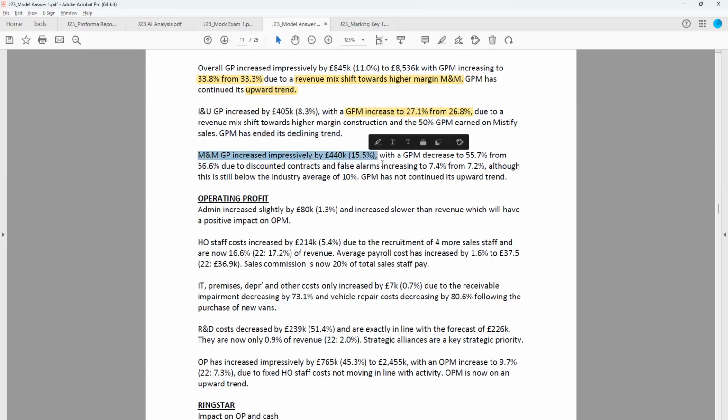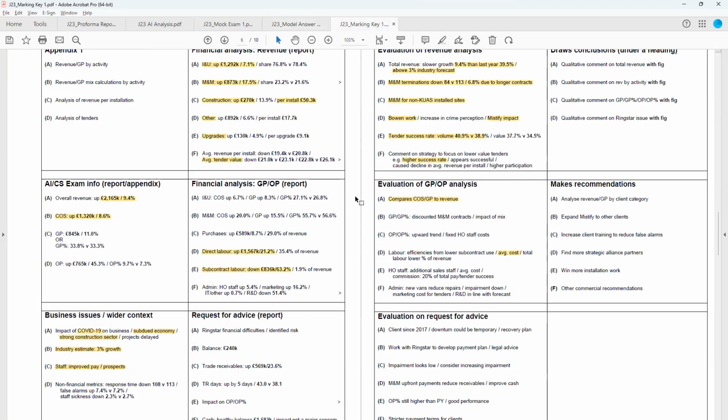And then M&M, again, profit up, but look at the margin. What's the reason? Discounted contracts and false alarms had gone up as well. But it's still below the industry average, and the upward trend has now ceased. So again, you can see here that we've got it. You could have looked at the cost of sales number, but they also gave credit for looking at the margin, or also looking at the absolute gross profit movements. We've got each of those, and then this is for identifying the impact of the mix or the discounted contracts in there as well. And we've brought in the false alarms, and we also used the staff sickness as well.